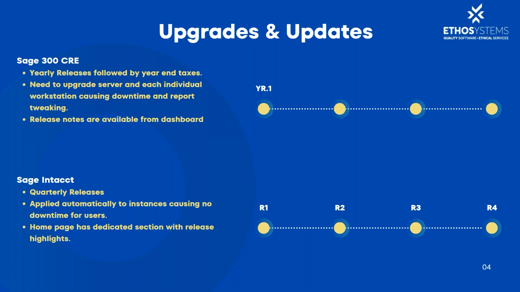Whereas with Intacct, there are four updates every year, one each quarter. They're done automatically in the instance, and they don't cause any downtime for you. There's also a section on the homepage, which I'll show shortly, with a dedicated area for all of the release notes.